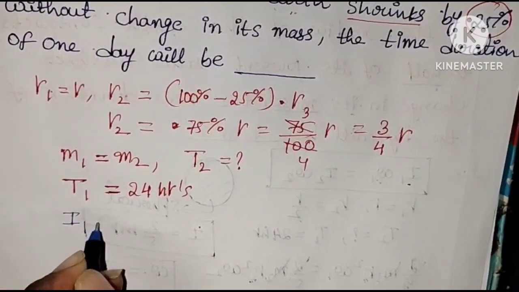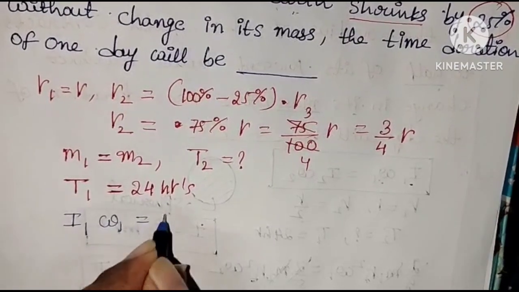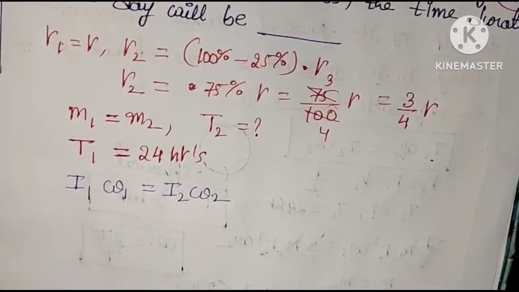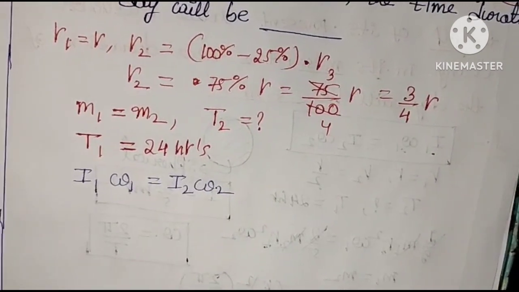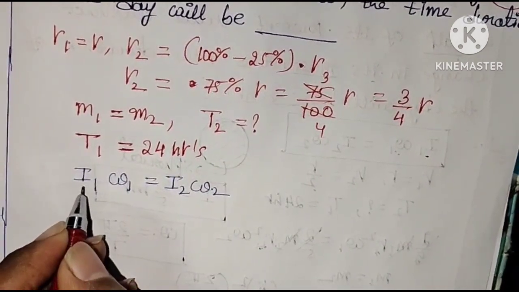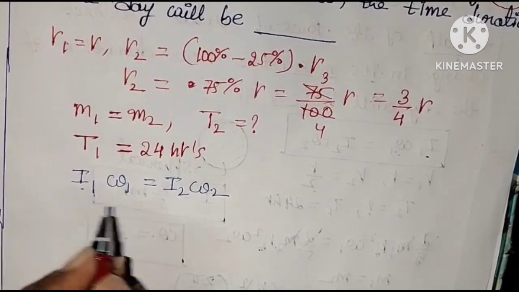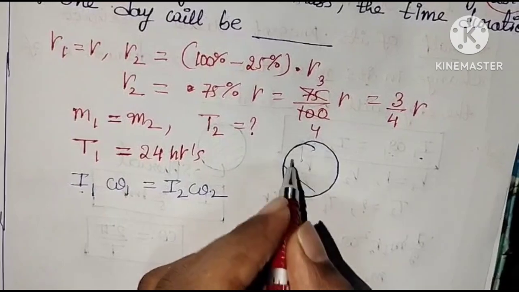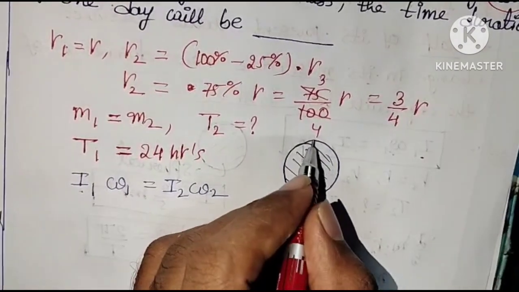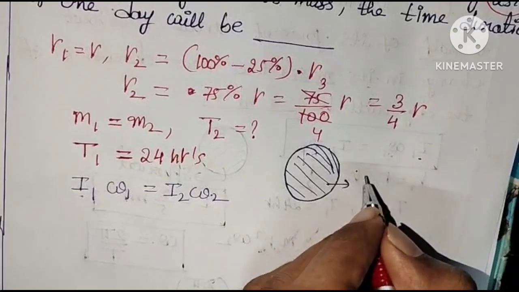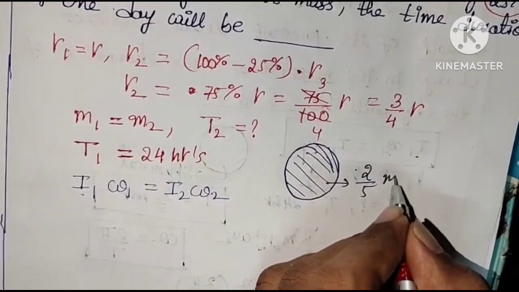According to the law of conservation of angular momentum, I1 omega 1 is equal to I2 omega 2. Now, I1 means the moment of inertia of the Earth. So what is the moment of inertia of the Earth? Generally we consider the shape of the Earth to be spherical, and the moment of inertia of a spherical object is 2 by 5 m r square.